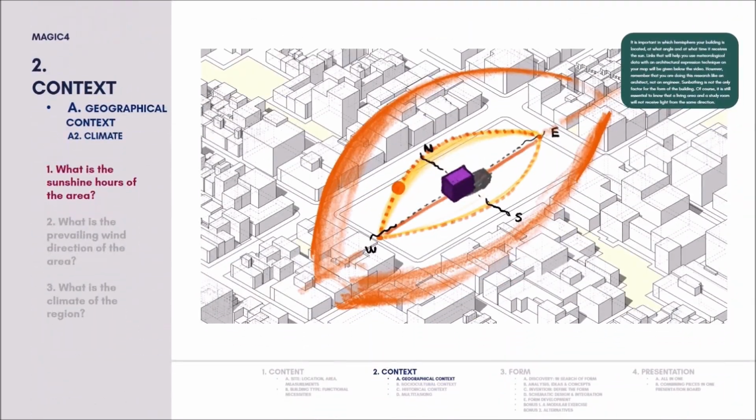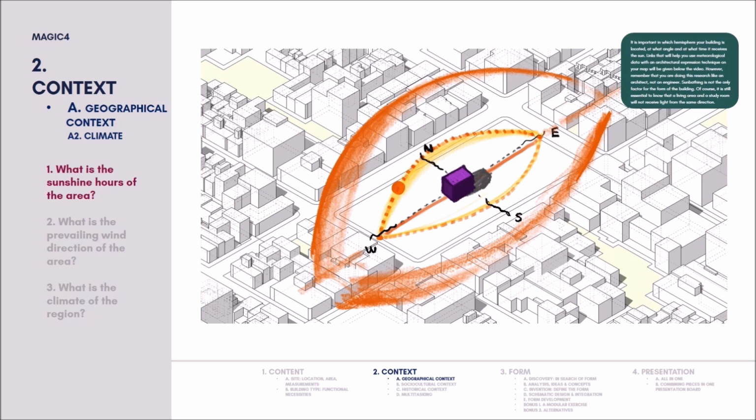A2. Climate. Question 1. What is the sunshine hours of the area? It is important in which hemisphere your building is located, at what angle, and at what time it receives the sun. Links that will help you use meteorological data with an architectural expression technique on your map will be given below the video. However, remember that you are doing this research like an architect, not an engineer.